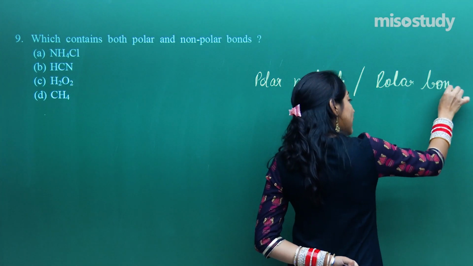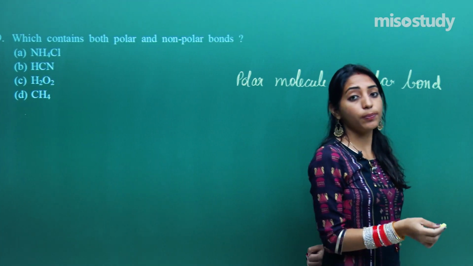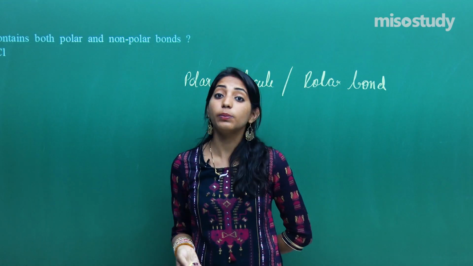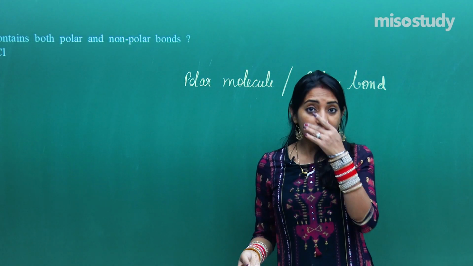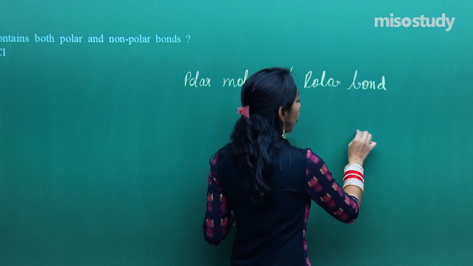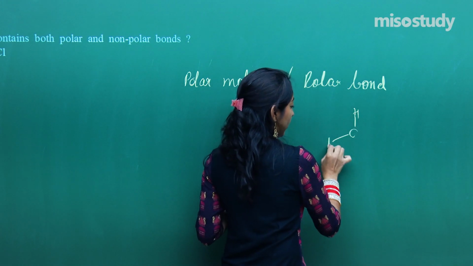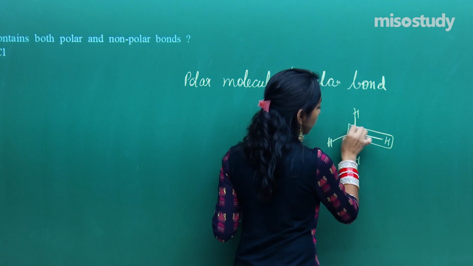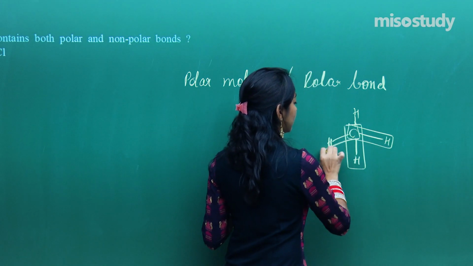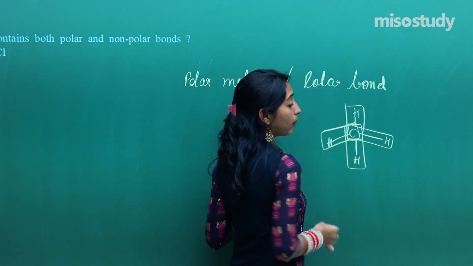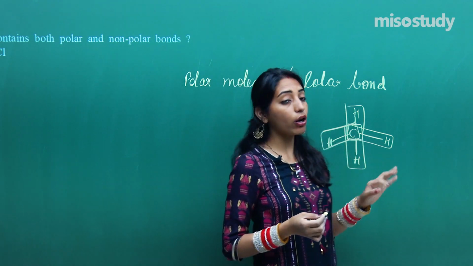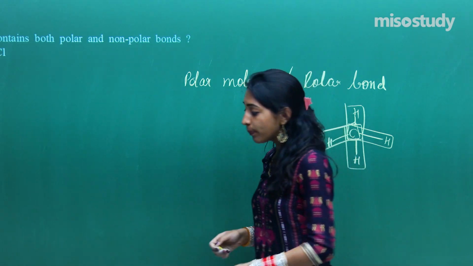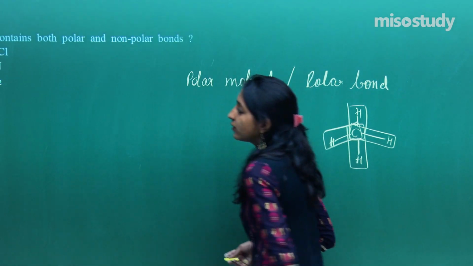So a molecule can have a polar bond. It is not necessary that the molecule will be polar. Fine. For example, if you consider the molecule CH4, the whole molecule contains 4 polar bonds because there is a difference in electronegativity of carbon and hydrogen, but the overall molecule is non-polar. So do not get confused with this statement. Fine. Now let's try and do it.